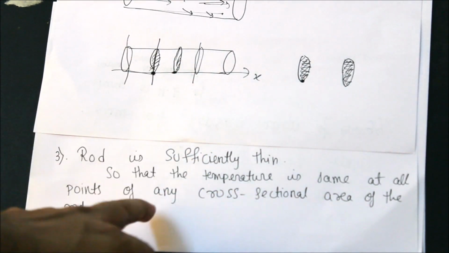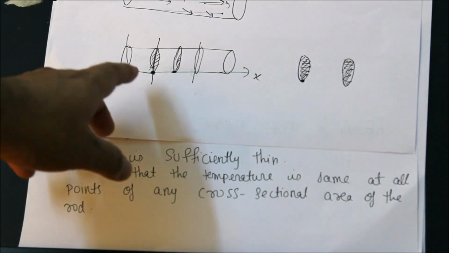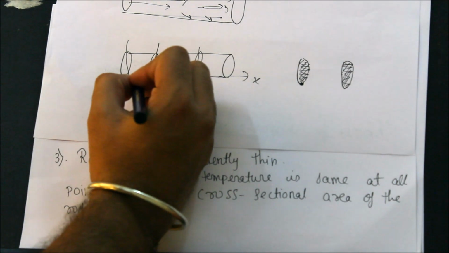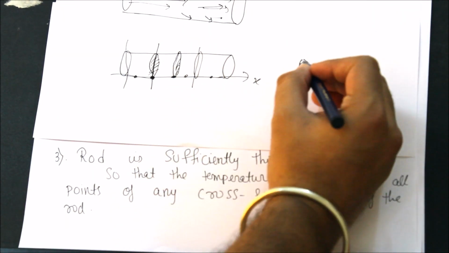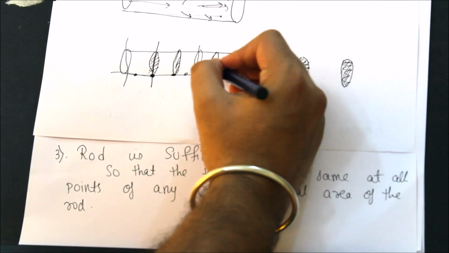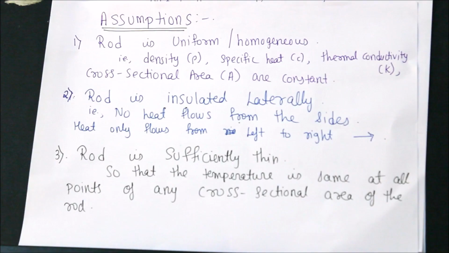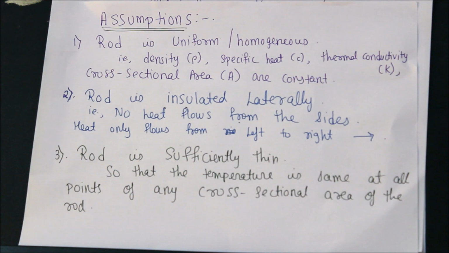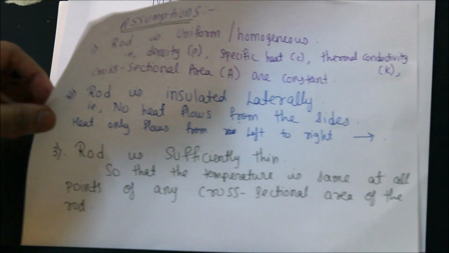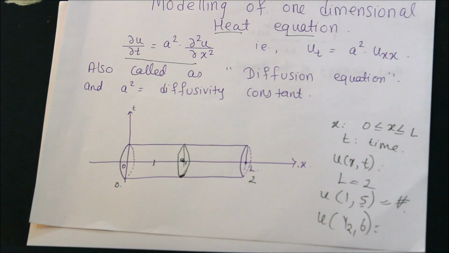So because of the third assumption, if I know the temperature at the points on the x-axis, it means I know the temperature everywhere. Everywhere means every point on that cross section. So these are the three assumptions which I'll be taking for my rod. Once I have these assumptions, let's go on deriving the equation.